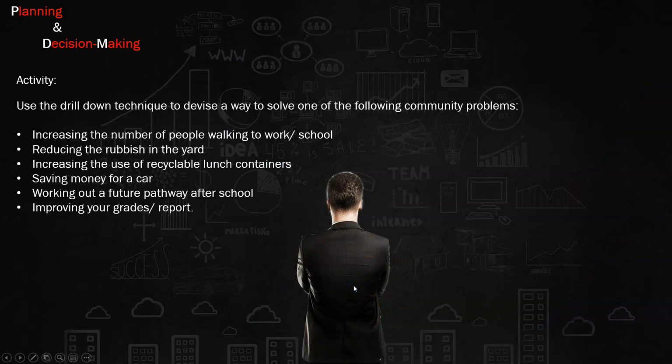So the activity for you is to use the drill down technique and devise a way to solve one of the following community problems. It's either increasing the number of people that are walking to work or school, again, a bit more of an environmental one, reducing the rubbish in the yard, increasing the use of recyclable lunch containers so we're not having as much plastic waste, saving money for a car, working out a future pathway after school, or improving your grades or your overall report card coming up. So pick one of these and use it to fill out a drill down technique process.